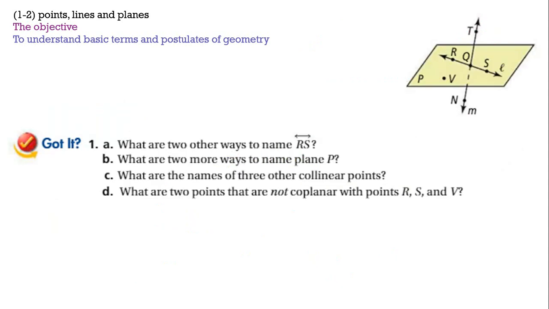Now let's move to the next one. What are 2 other ways to name RS? Where is RS? This is RS. We can say the opposite, SR.